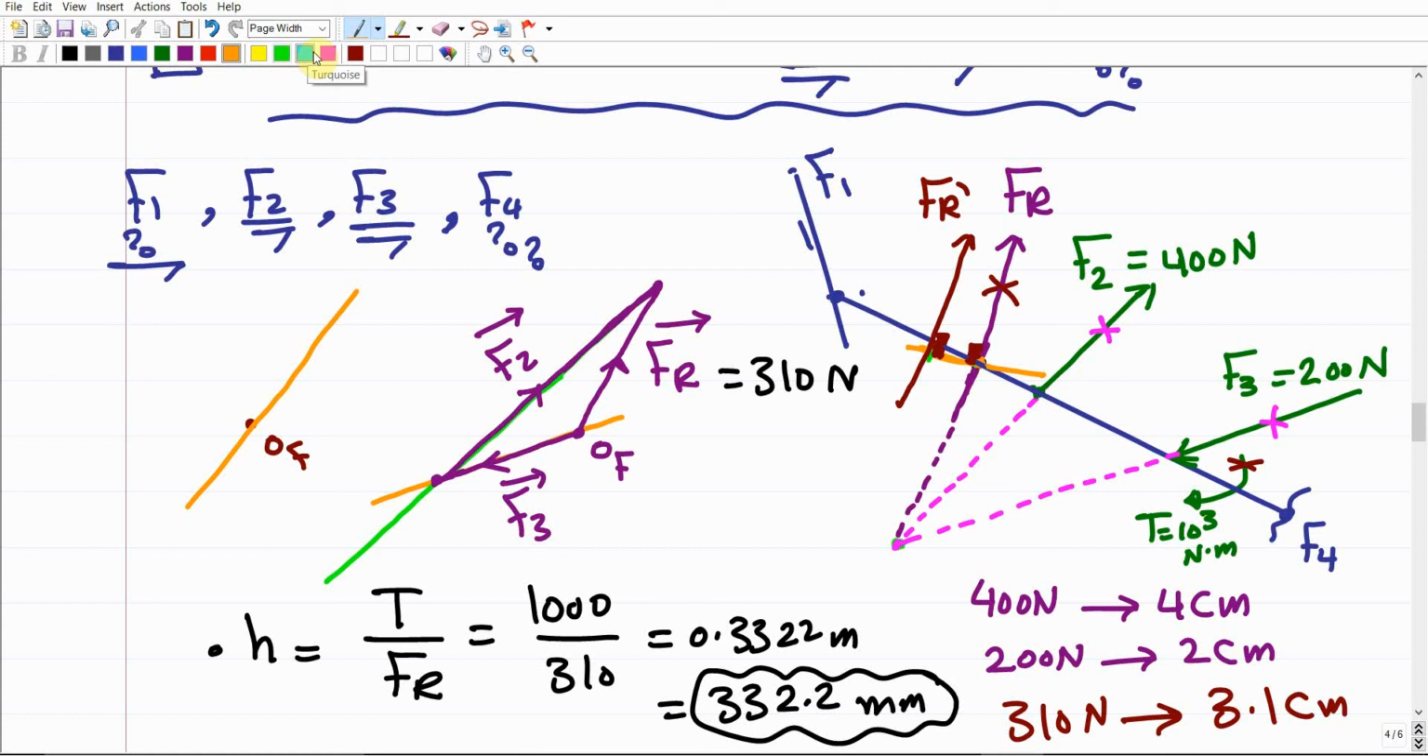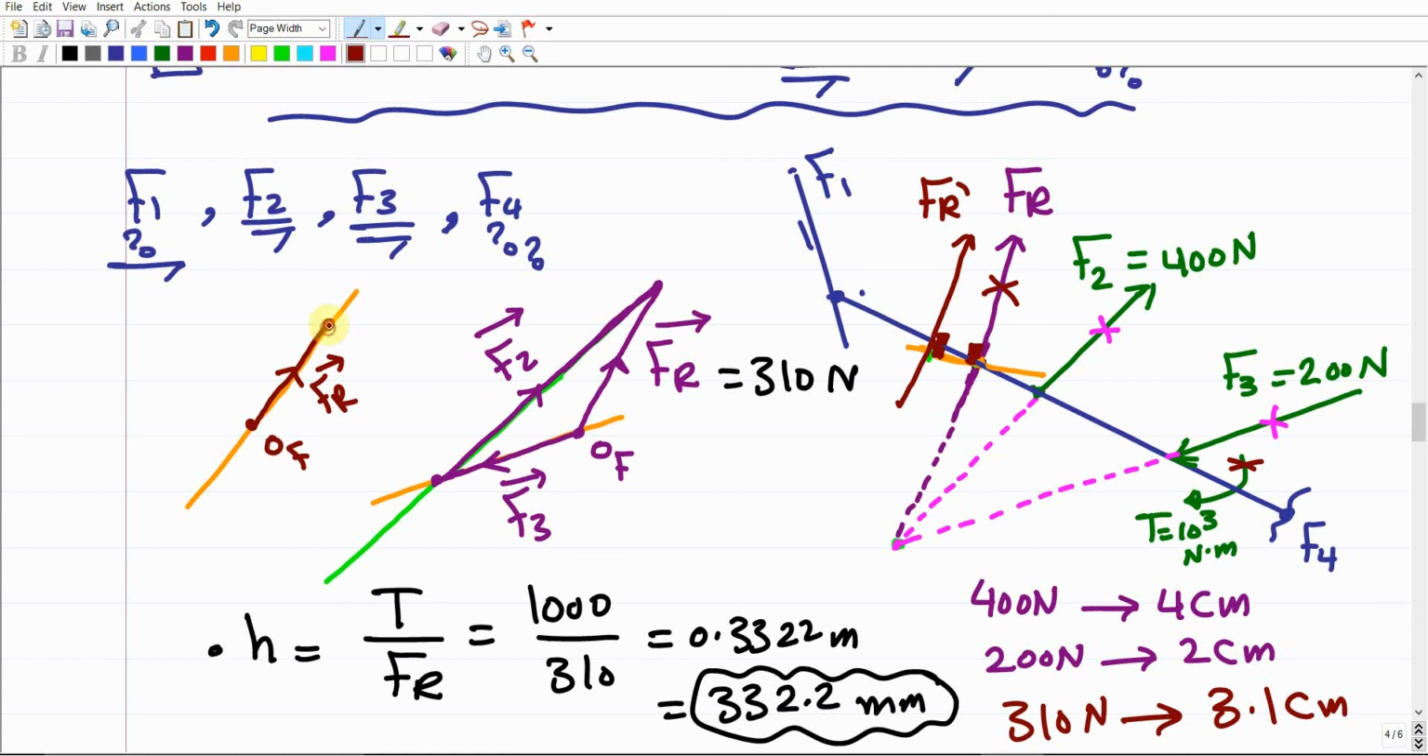So I'm just gonna measure going up, starting from this point. I'm just gonna measure 3.1 and mark a point. Then I'm gonna connect these 2 points together. This is gonna give me the FR, the resultant force, which we just got. This is the FR vector. Make sense? Then now we're gonna do analysis.